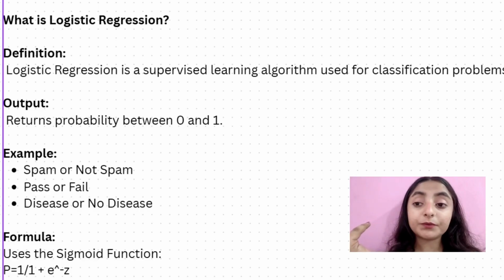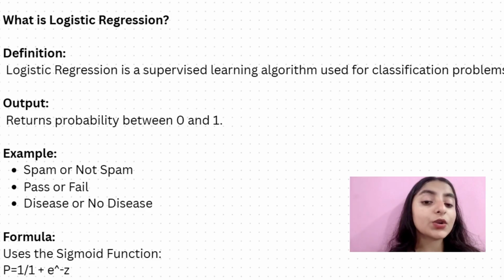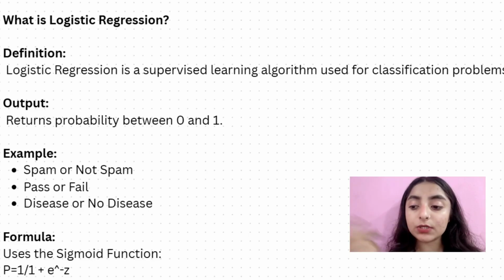And now we'll go for logistic regression. The definition of logistic regression: it is also a supervised learning algorithm, for classification problems. So we'll see what classification problems are. In regression we are predicting numerical values. But in classification, instead of predicting numbers, we are predicting categories, such as yes or no, pass or fail, spam or not spam.